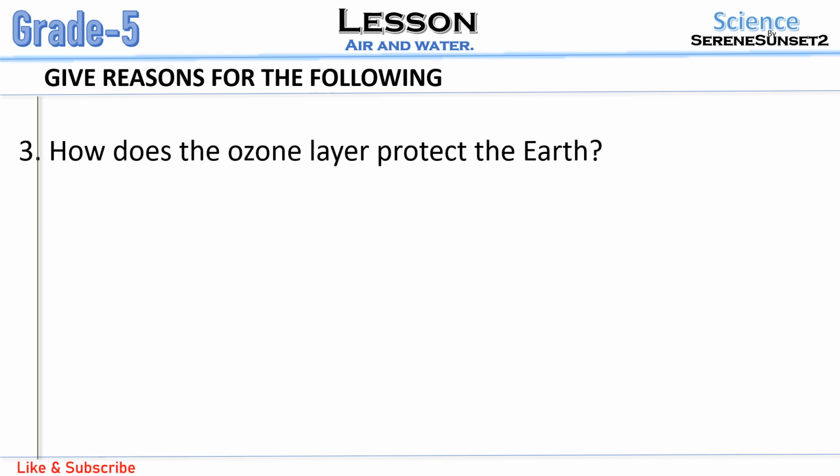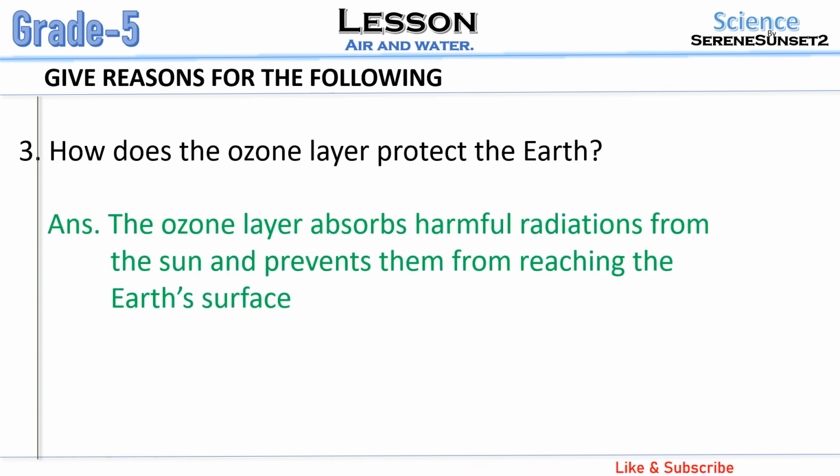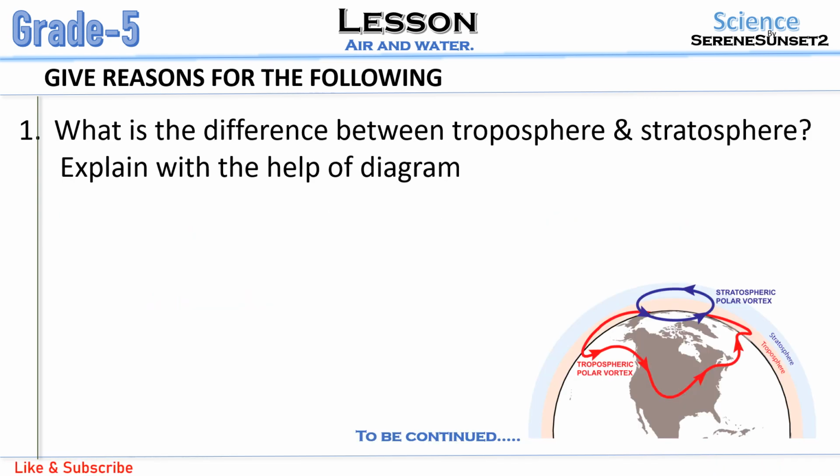How does the ozone layer protect the earth? Let's have a look at the answer. The ozone layer absorbs harmful radiations from the sun and prevents them from reaching the earth's surface. The ozone layer absorbs the harmful radiations from the sun, for example sunlight, and prevents them from reaching the earth's surface. Let's have a look at the next question.